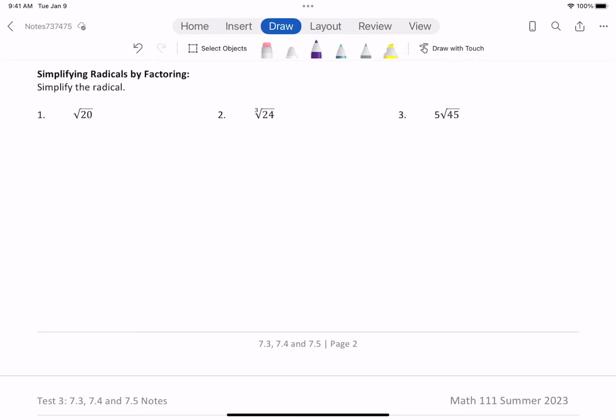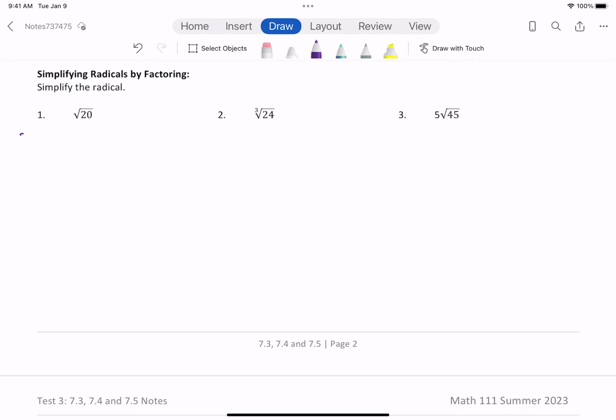The next thing we're going to look at is simplifying radicals by factoring. Sometimes the number underneath our radical is not going to be a perfect square or a perfect cube or whatever we're looking for. So we're going to want to find factors that will give us what we want, so we'll be able to simplify. For instance, if we look at the square root of 20, 20 is not a perfect square.